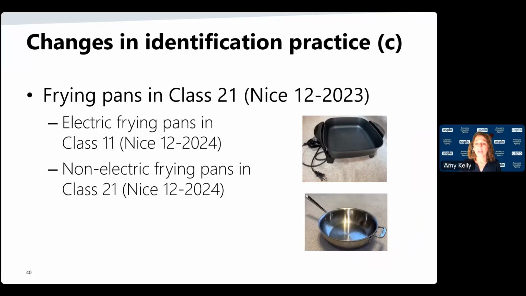Finally, frying pans, previously in Class 21, must now specify their mode of operation. Specifically for classification purposes, you must specify whether they are electric, those are in Class 11, or whether they are non-electric. Those are still in Class 21.